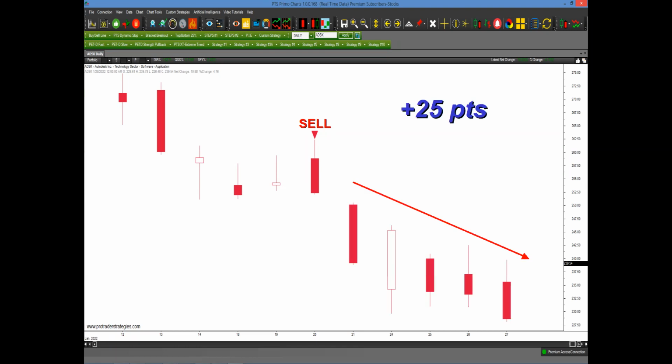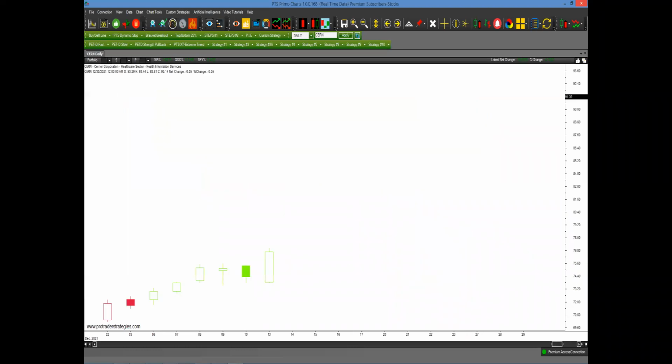25 points coming into last week. This just happened a couple of weeks ago. Let's look at another example in CERN, okay? Now this was at the middle point of December. As we can see, it's been going up, and once again, there was a buy signal right here.